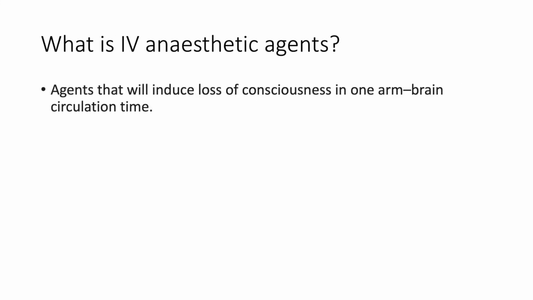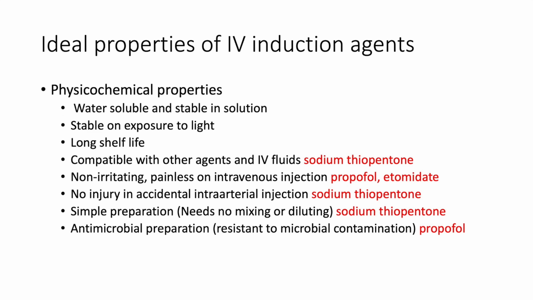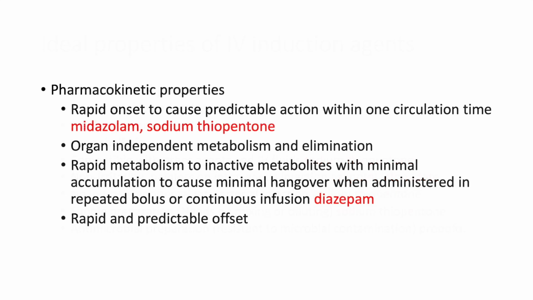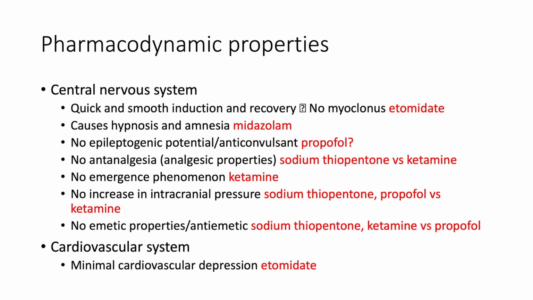Okay. So what are IV anesthetic agents? This is a question for the houseman, so I can answer for you. Agents that will induce loss of consciousness in one arm-brain circulation time. So what is the ideal property of an IV induction agent? These are things that I think won't be covered in MCQ because of the rush, a very long list. But for you to write in SAQ later on is important.